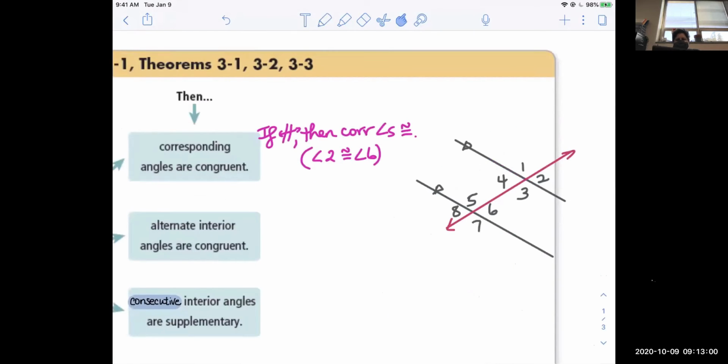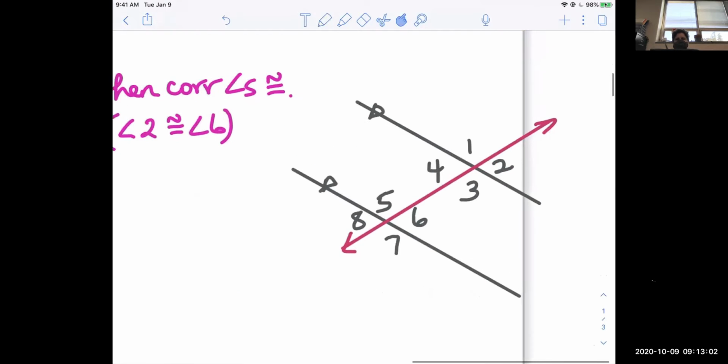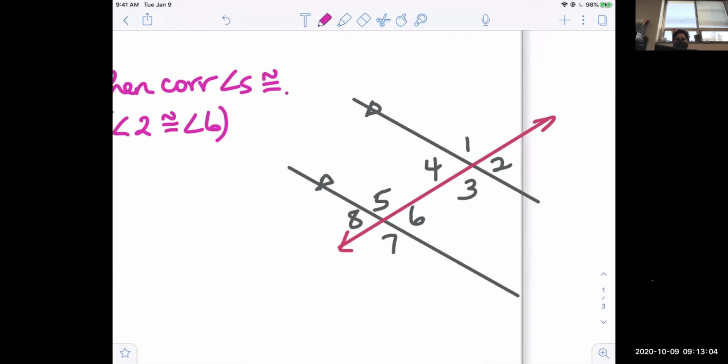Okay, so the second one, alternate interior. Nyla, name a pair of alternate interior angles. 4 and 6. Why are they alternate interior? They're interior because they're between the two lines and they're on opposite sides of the transversal. So those would be alternate interior.